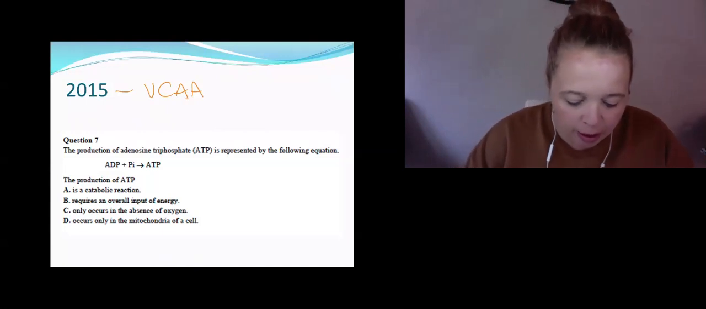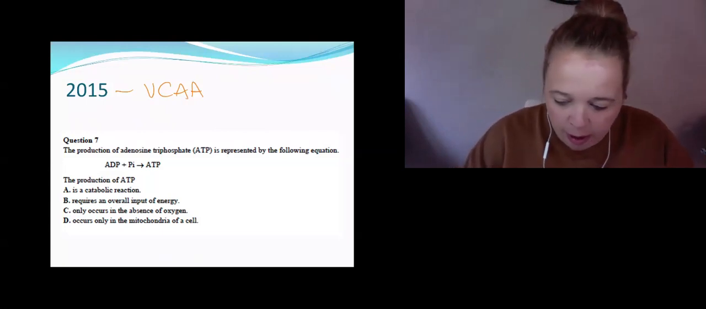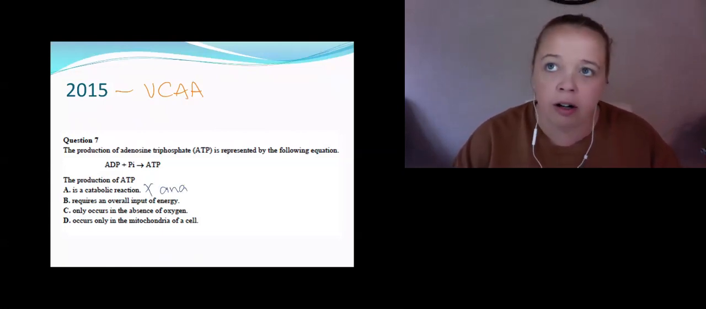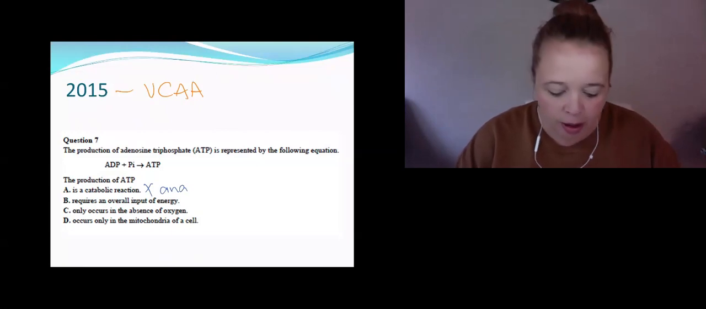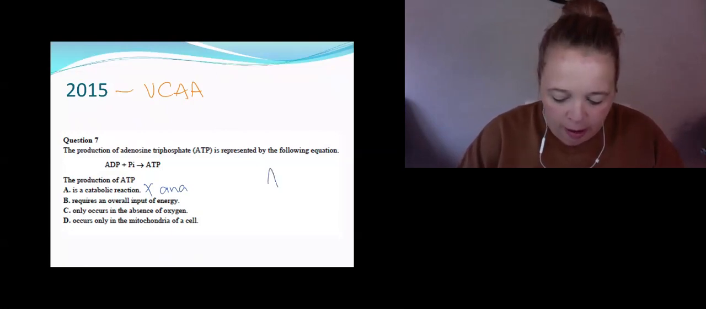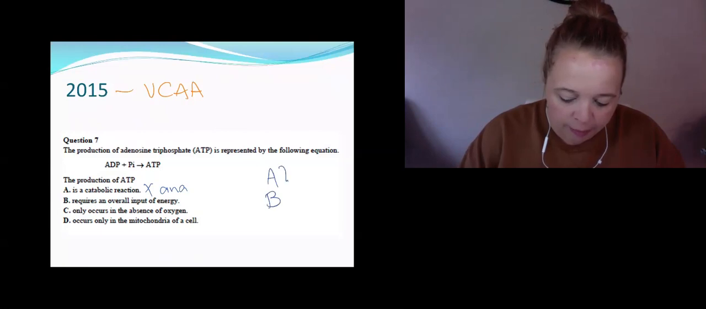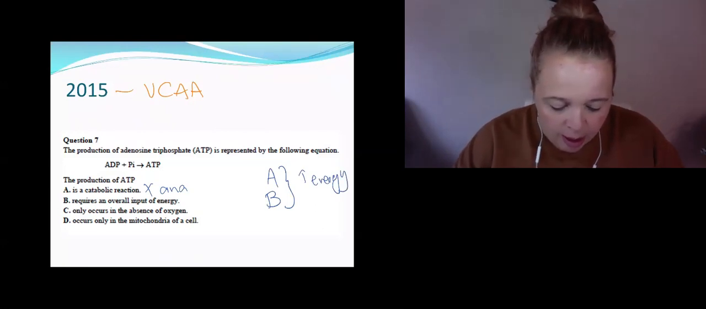Okay, so we're building things up. So is it a catabolic reaction? No. To me, this would be an anabolic reaction. Does it require an overall input of energy? So think about it. If we're anabolic, we're building, and this needs energy. So that's a reasonable answer. So we'll leave that one there.